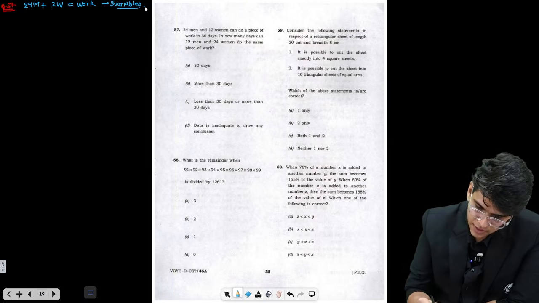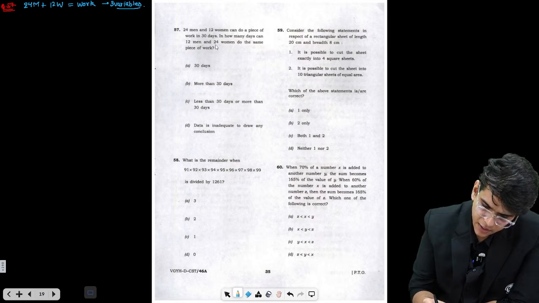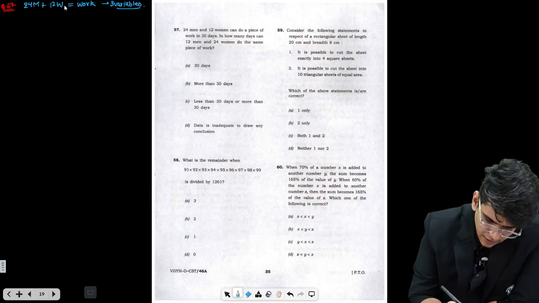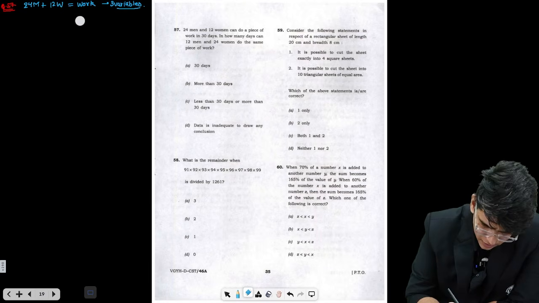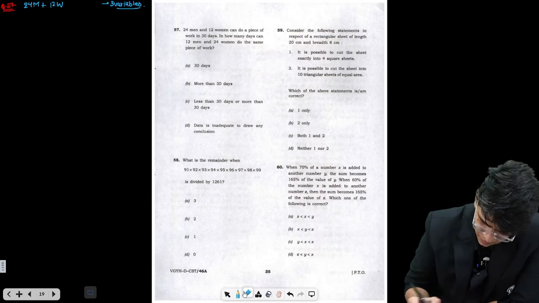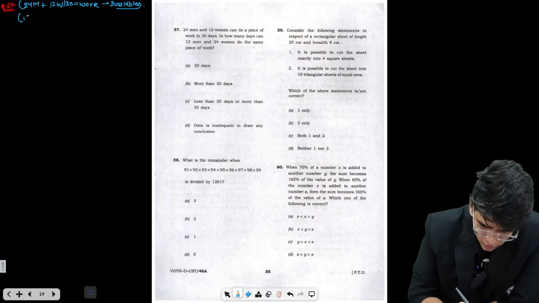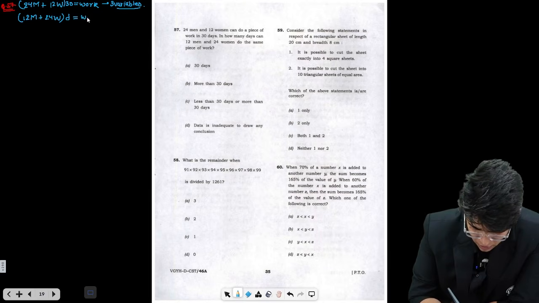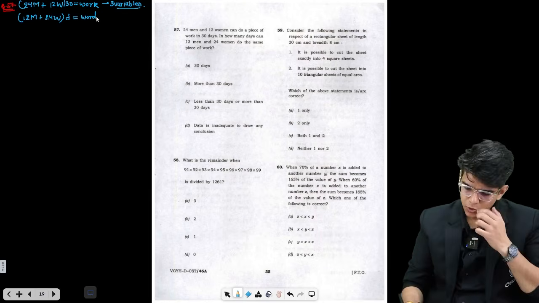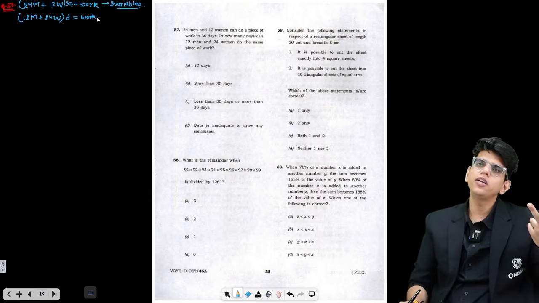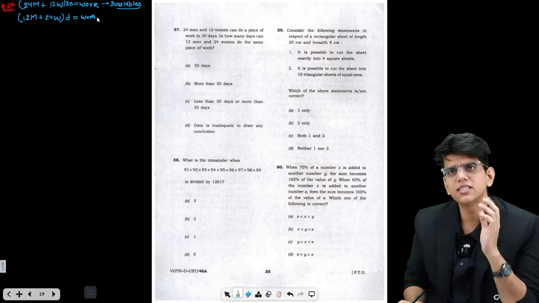Second, in how many days 12 men and 24 women, okay, right? Here they work for 30 days. Second, you don't know 12 men plus 24 women work for D days equals to complete work. Okay? You don't know what is work, you don't know what is the efficiency of men, efficiency of women, and still you need to find the number of days it will take to complete this task, right?